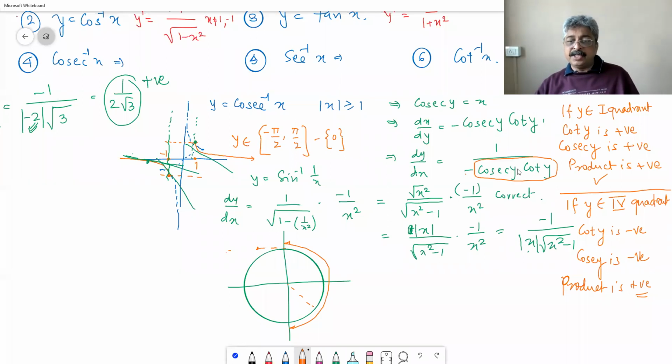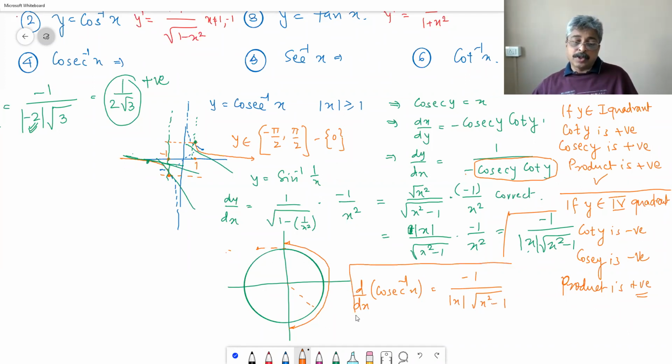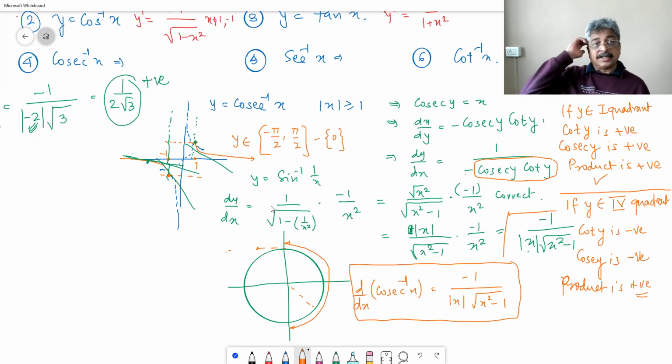Now you should shift these from y to x by doing some work over there, and you will end up getting this formula. So we can write d dx of cosec inverse x is equal to minus 1 upon absolute value of x radical x square minus 1. You can remember this formula, which is going to be required. Okay, having done this, sir, yes.